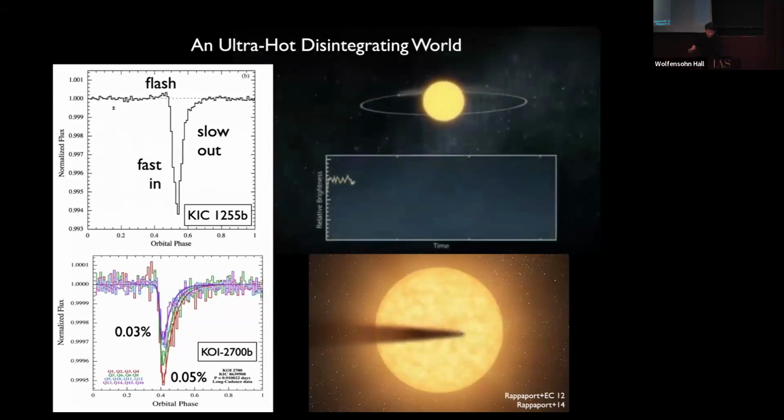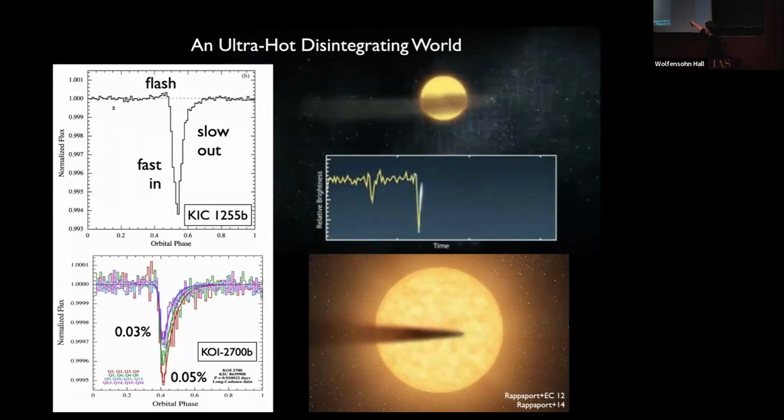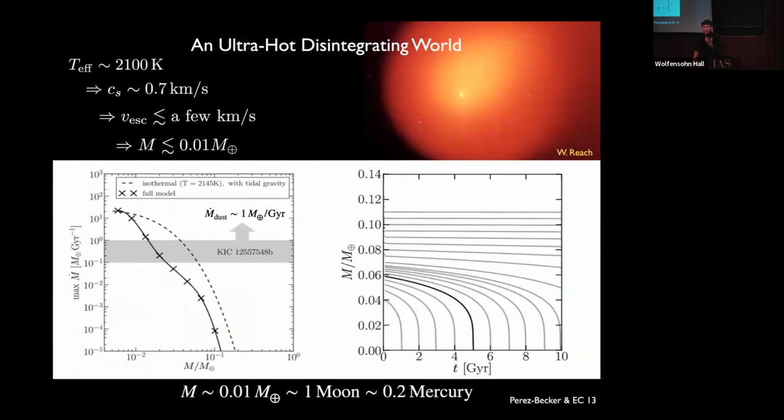So what's the thing in the middle, right? What's the thing that's evaporating? It's so close to the host star that the surface is vaporizing. The sound speed of rock vapor is just shy of 1 kilometer per second. So the thing can't be too big, right? Because you need to escape. And so the escape velocity can't be larger than that from an object about the size of the moon.